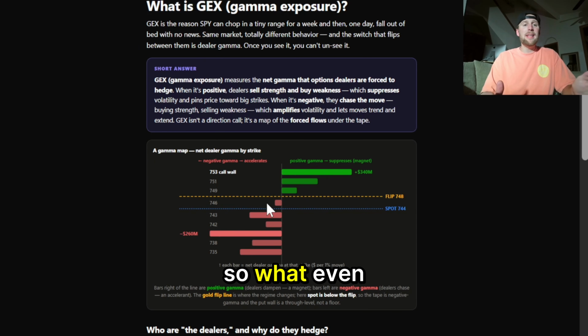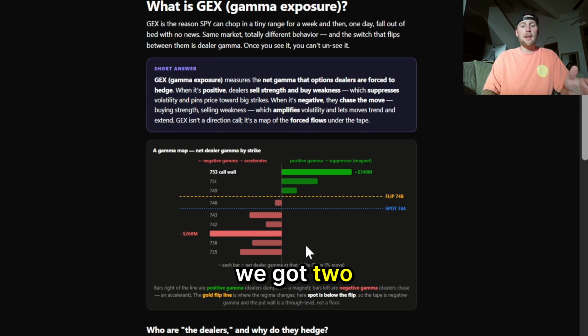So what even is gamma? Real simple. When you buy an option, market makers are on the other side, and they don't want to take a directional bet. So what they do is they hedge by buying and selling shares as price moves. Gamma is basically a map of which way they're pushing.